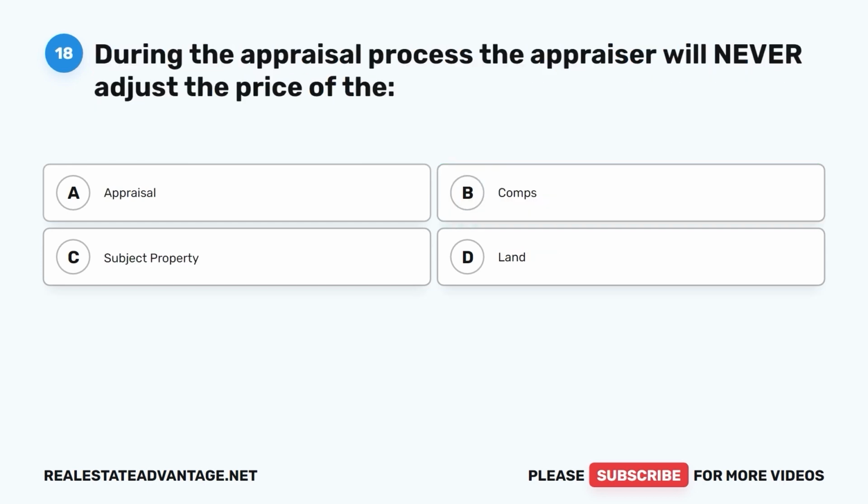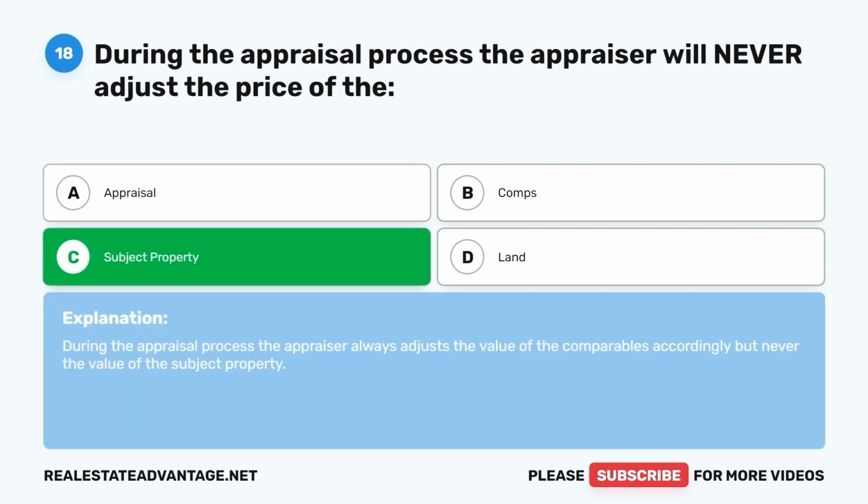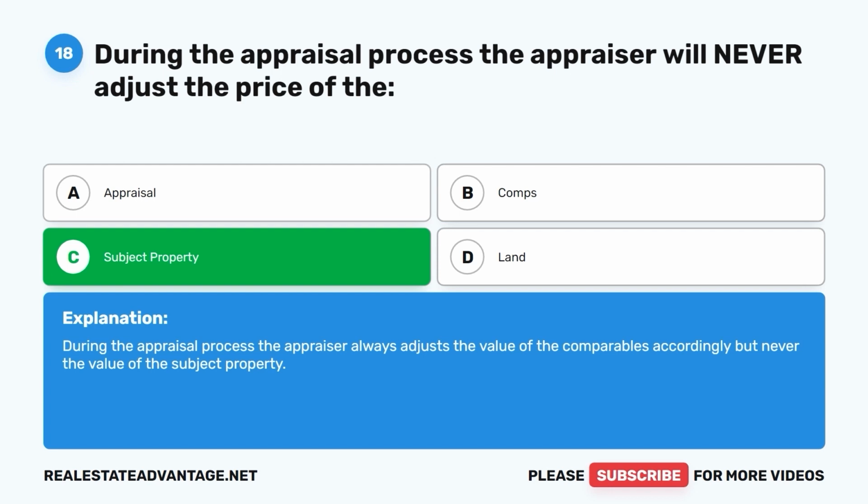Question 18. During the appraisal process, the appraiser will never adjust the price of the: A. Appraisal, B. Comps, C. Subject property, D. Land. The correct answer is C. Subject property. During the appraisal process, the appraiser always adjusts the value of the comparables accordingly, but never the value of the subject property.